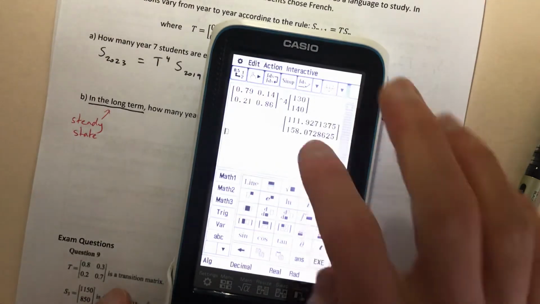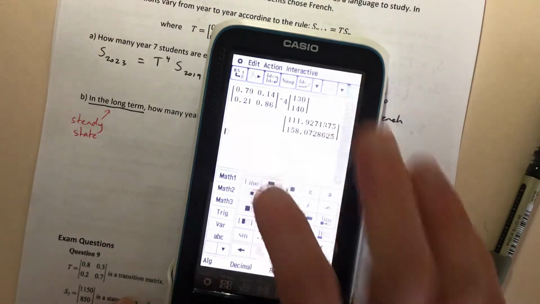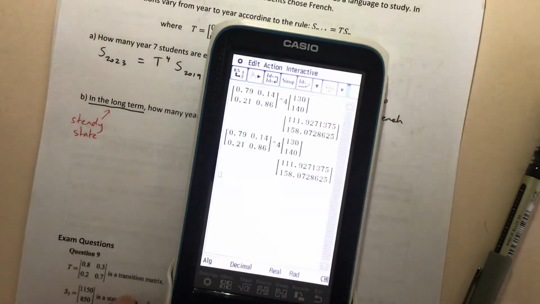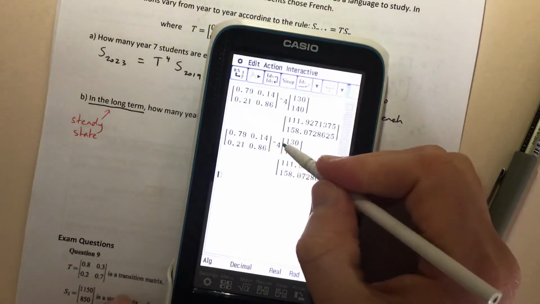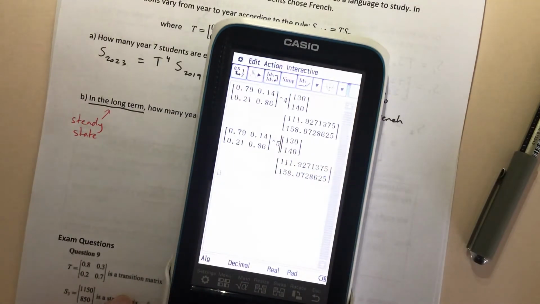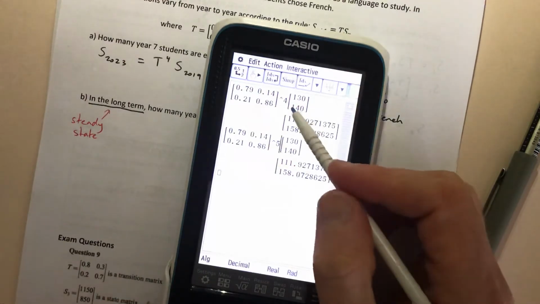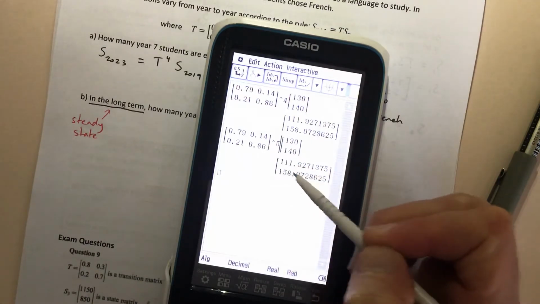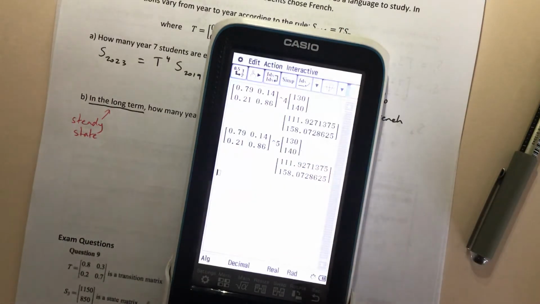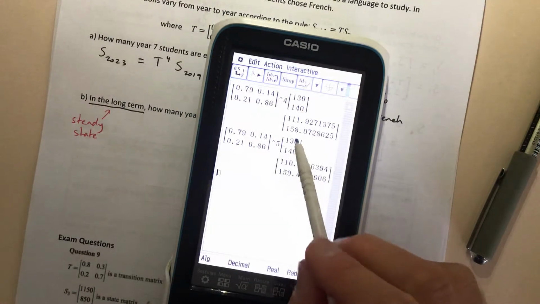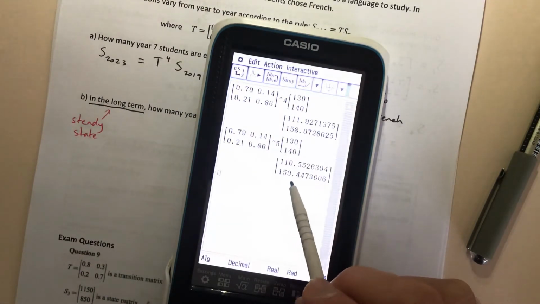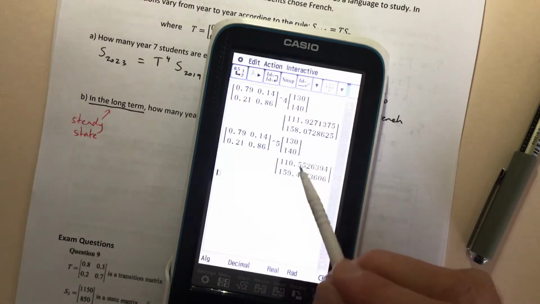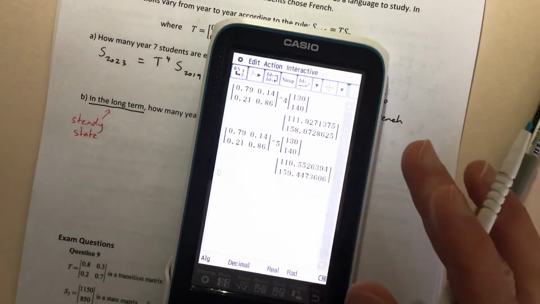At the moment, it's still in the calculator, that T to the power of 4. I'm going to repeat that calculation and change the power. Watch this: I've already got the answer for 2023. If I increase the power by 1, I'm going to get the answer for 2024. I've hit execute, and you can see the numbers are pretty similar. They've changed by about 1 and a bit, but because they're still changing, we haven't reached a steady state yet.